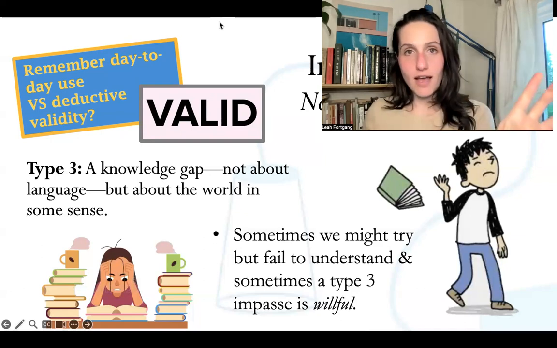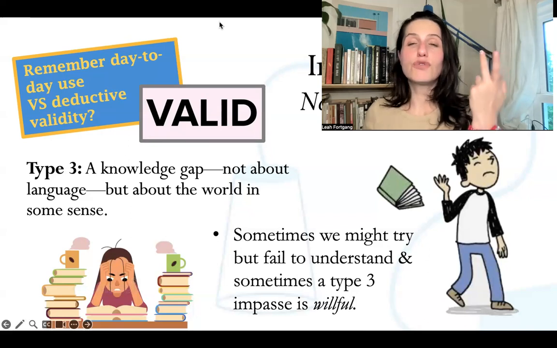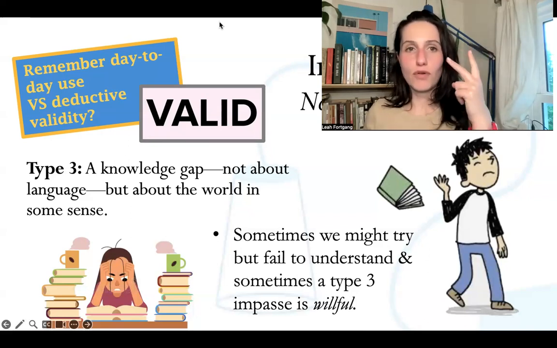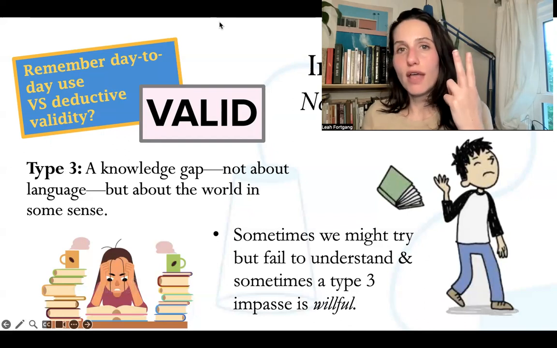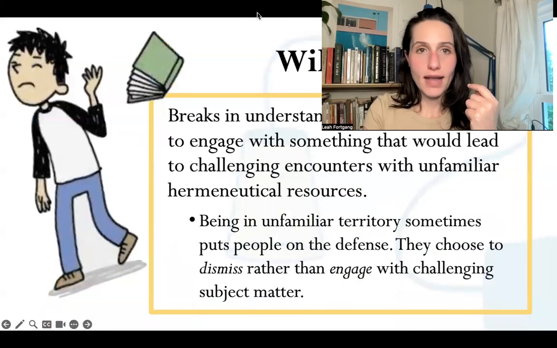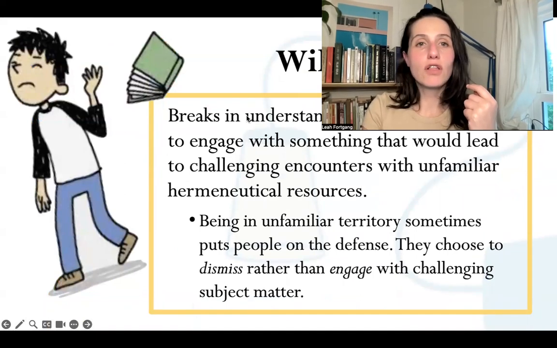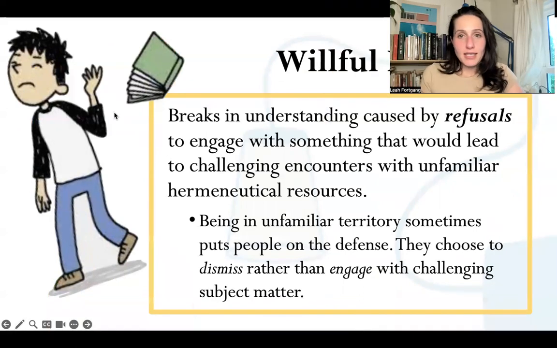So, to clarify, we have two subtypes of a type 3 hermeneutical impasse. We have just type 3, and then we have a willful hermeneutical impasse. Okay, so just a quick note about willful impasses. Willful impasses happen when there's a break in understanding that is caused by a refusal. So again, this image is super useful: someone refuses to engage with something that would lead to challenging encounters with unfamiliar hermeneutical resources, like being like, this valid thing, I don't get it, that makes more sense to me the way I use it, I'm good, bye, and walking away.